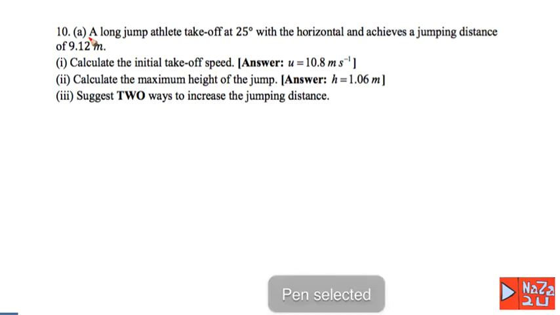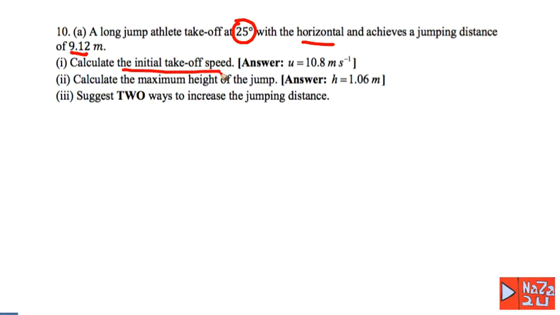Hi, question number 10. A long jump athlete takes off at a 25 degree angle to the horizontal and achieves a jumping distance of 9.12 meters. Calculate the initial takeoff speed. If you draw the situation given by the question, let's say this is the object.